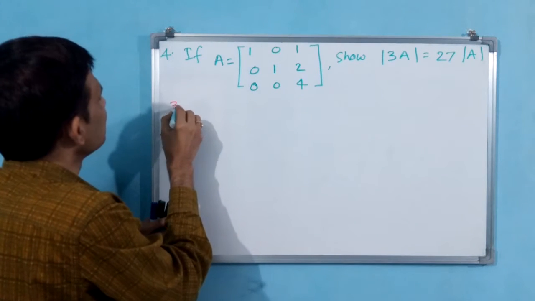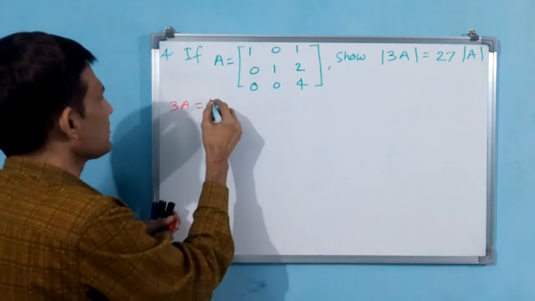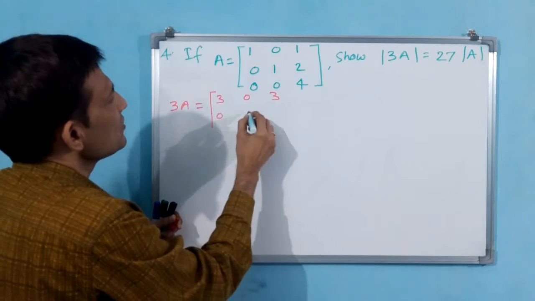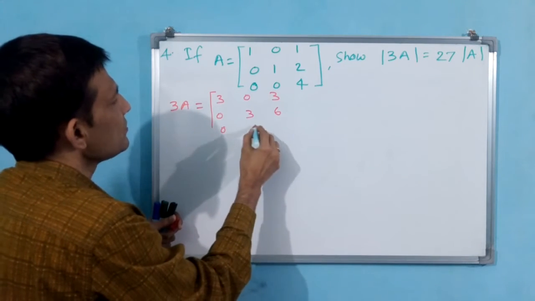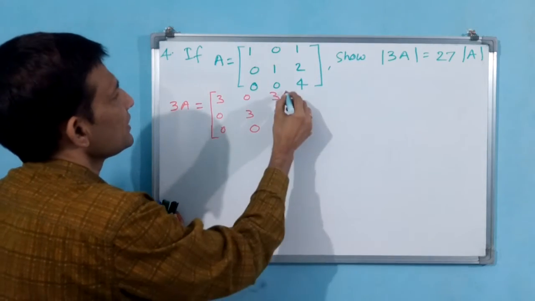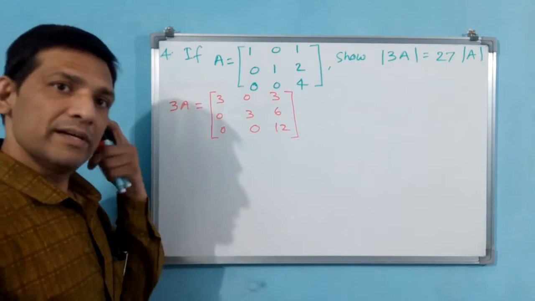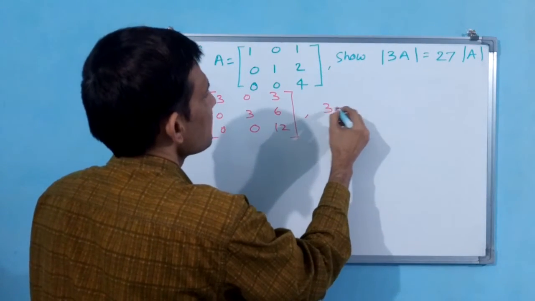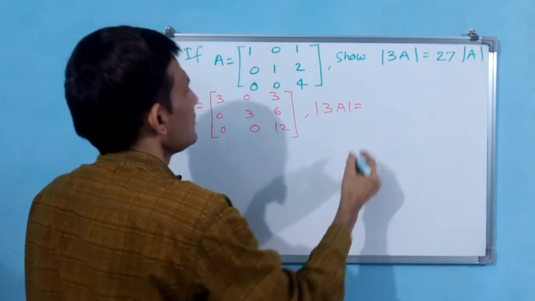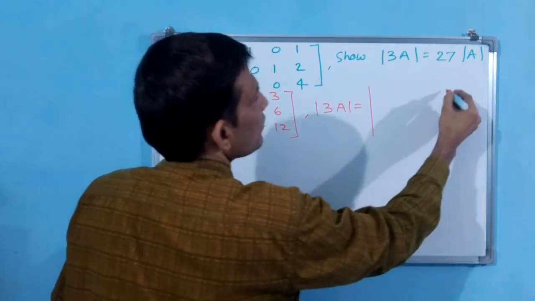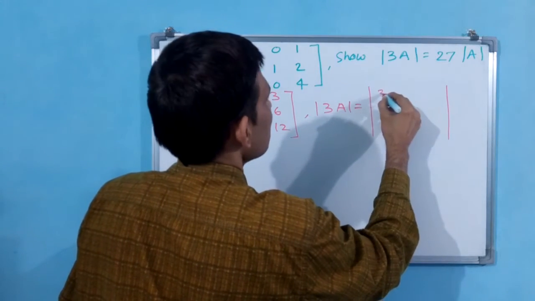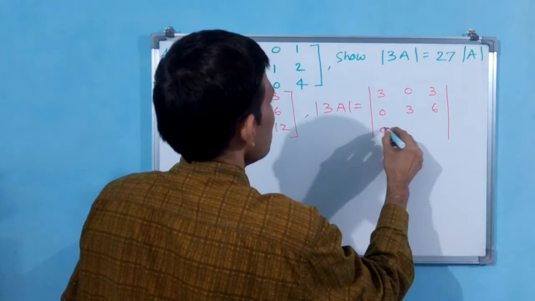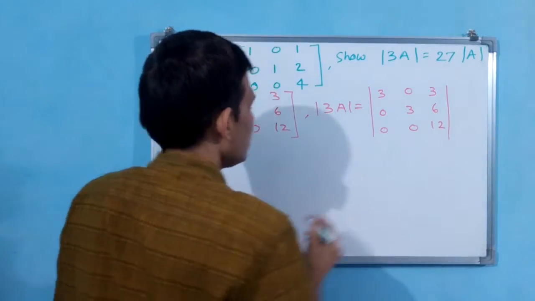First you find 3A. 3A means matrix only. Matrix only we are finding. 3A means 3, 0, 3, 0, 3, 6, 0, 0, 12. Is it okay? 3A? Definitely okay. Now find the determinant. Determinant of 3A is equal to, and you write first, 3 0 3 0 3 6 0 0 12. Okay.